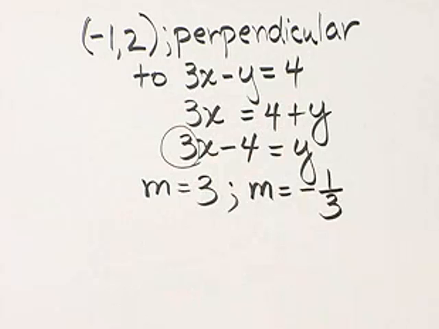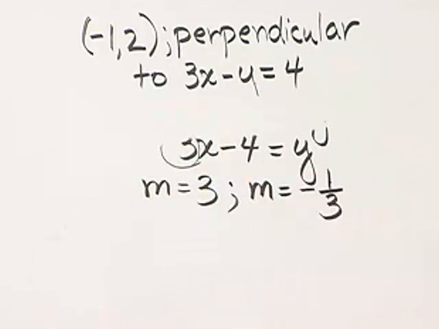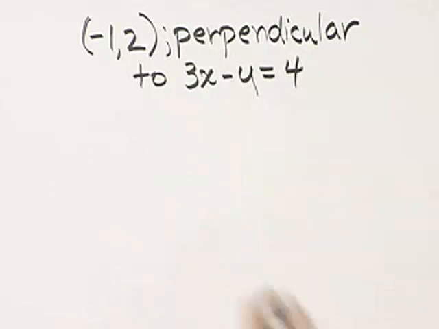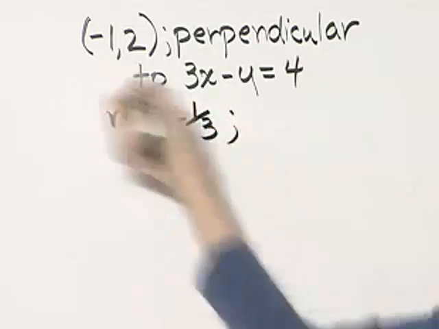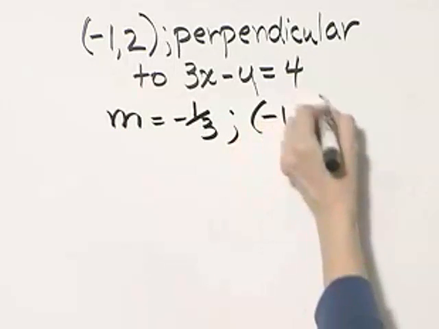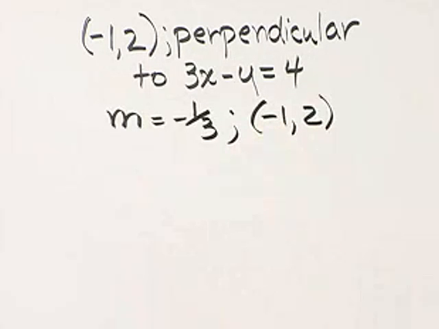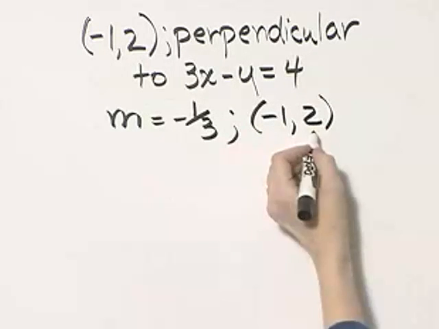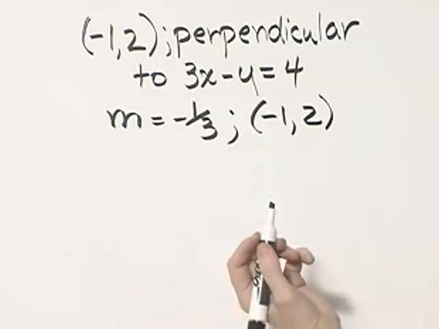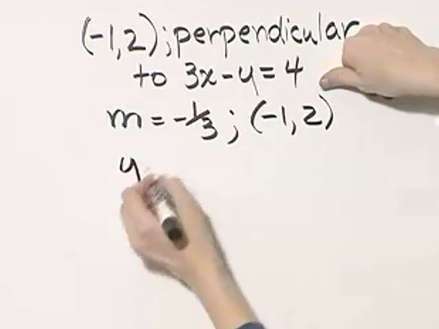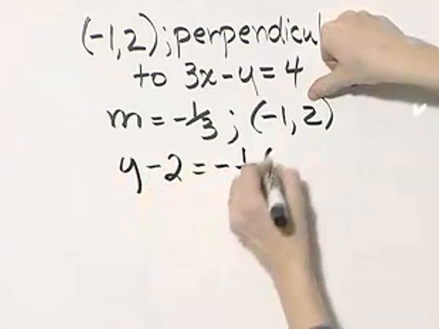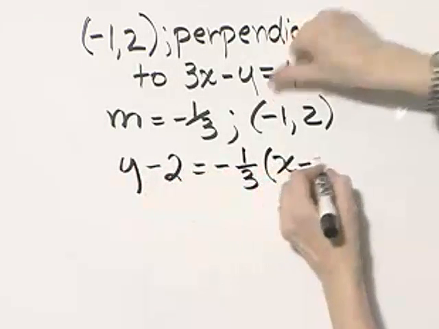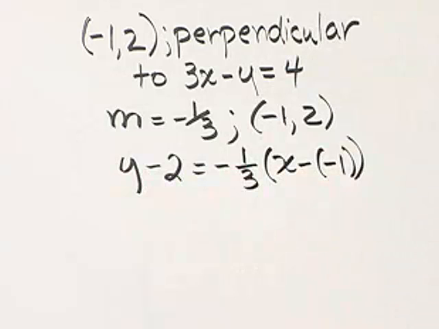All right, so keep that in mind. There's my slope. I'll use a slope of negative 1/3. I'll use the fact that we're given this point. And now let's write an equation of this line. Since I have slope and a point, I'll use the point slope form. So that's y minus the y value is equal to negative 1/3 times x minus the x value.